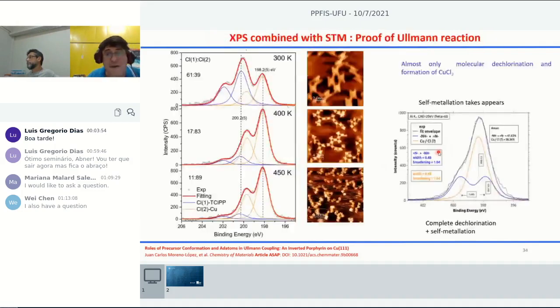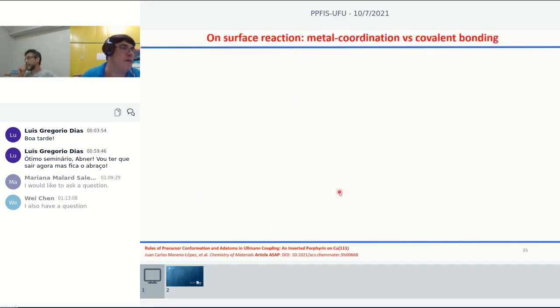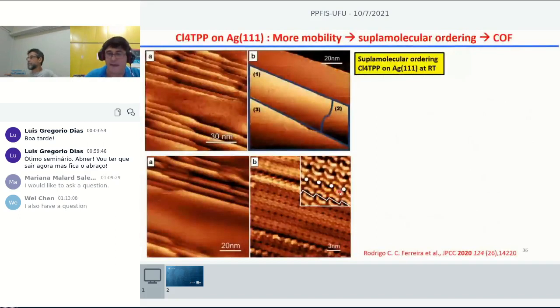Then we could go to this situation. But in fact, we could see that if you try to heat up too much, we start to methylate the molecule, and we end up with this kind of structure, with the molecule that is not the same anymore. It was transformed. Now it is the methylated porphyrin. Yeah, and that was kind of nice to see, to learn.